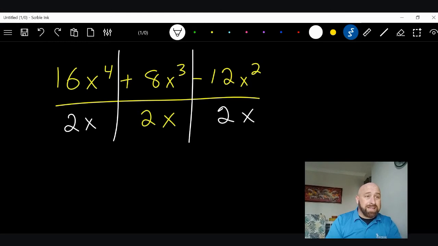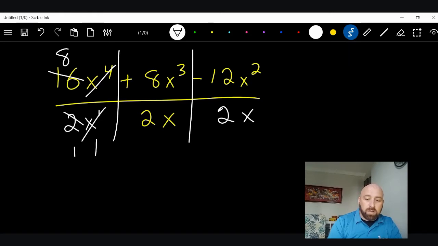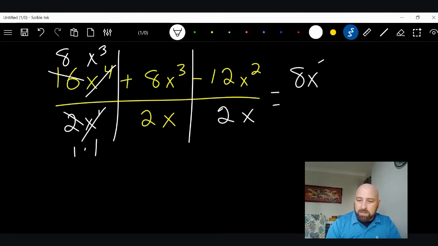2 into 16, that's going to cancel to a 1. It's going to be an 8. This is going to cancel. Remember, that's a 1 there. And so that's going to cancel to a 1. And we're going to get x cubed up top. 1 times 1, we get 1 on the bottom. So here we get 8x cubed. And that's over 1, but we don't really need to put the over 1. You can put it if you want to, but you don't need it. If the 1 is a denominator, you don't need it.